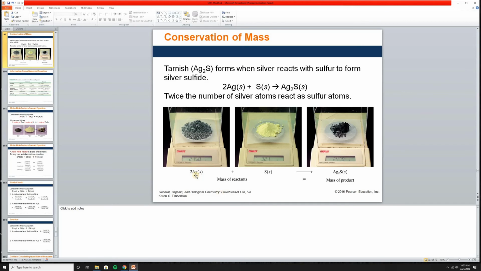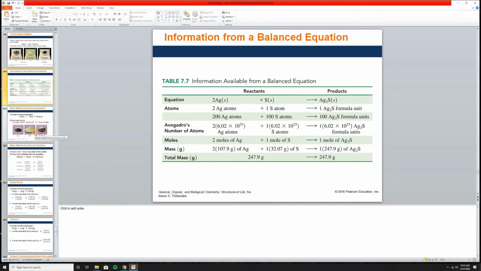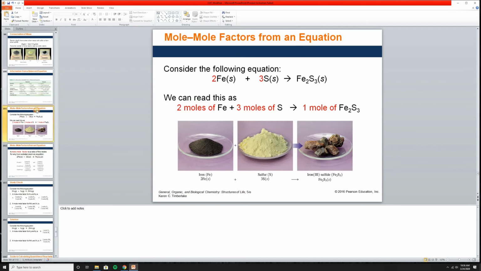Here it's showing that right now. If you react 2 moles of Ag and 1 mole of sulfur, it creates 1 mole of Ag2S. And you can see how the masses add up perfectly. But for our intents and purposes, I know I'm skipping some slides here, but it's not important. We want to be comfortable with reading our chemical equations with the coefficients as moles. Remember these coefficients we added when we balanced yesterday? These coefficients are going to be the number of moles.